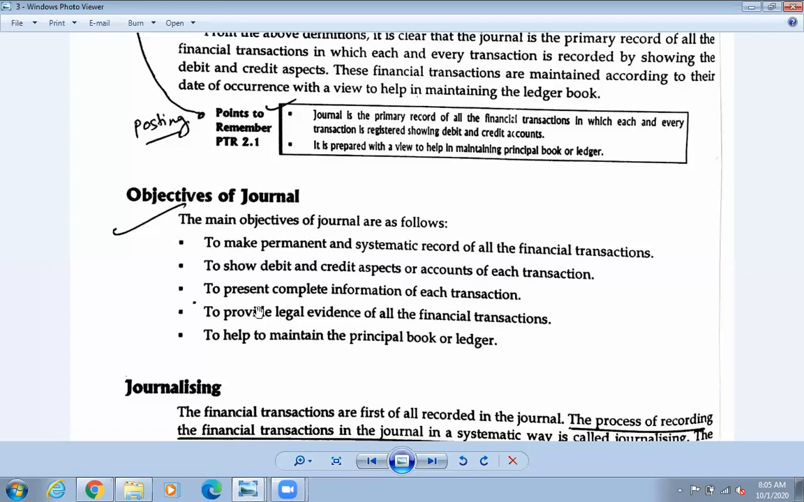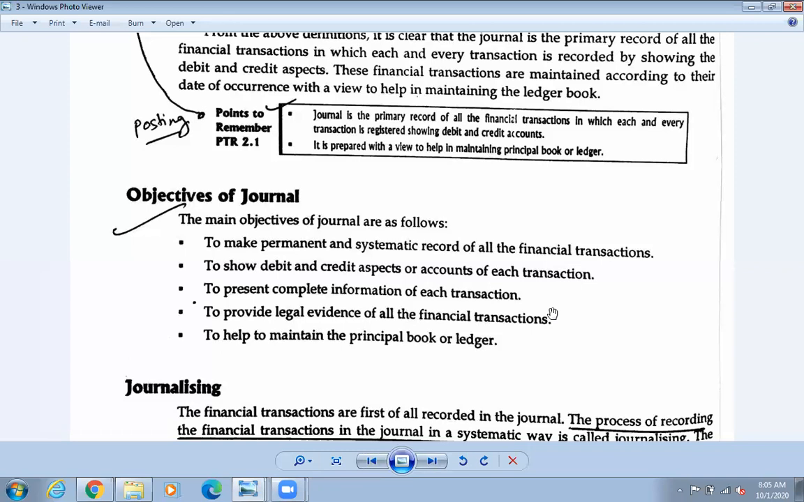So, to provide the legal evidence of all the financial transactions. Ram has taken 500 from me and he has not returned. So what will this journal book provide me? It will provide me the evidence, the proof. So you have taken my money. Look, I have done the entry. Your bill पनि दिएको हुन्छ उनीहरुलाई. त्यो entry will be the proof that you have taken from our company.